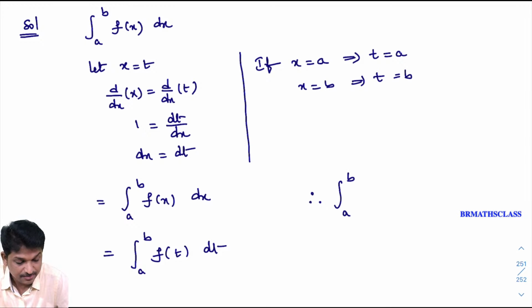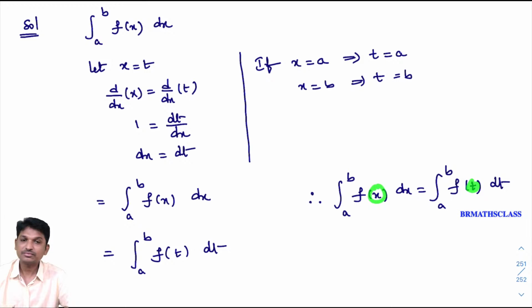Actually, it is very easy, but this result we use very frequently while deriving other results. Integral of a to b f of t dt. Here, this variable is known as dummy variable. X, t, in place of t, you can write y, in place of t, you can write z, f of z dz like that.